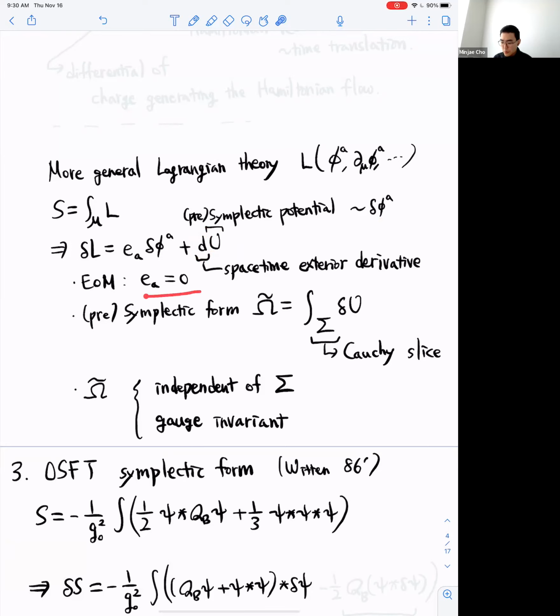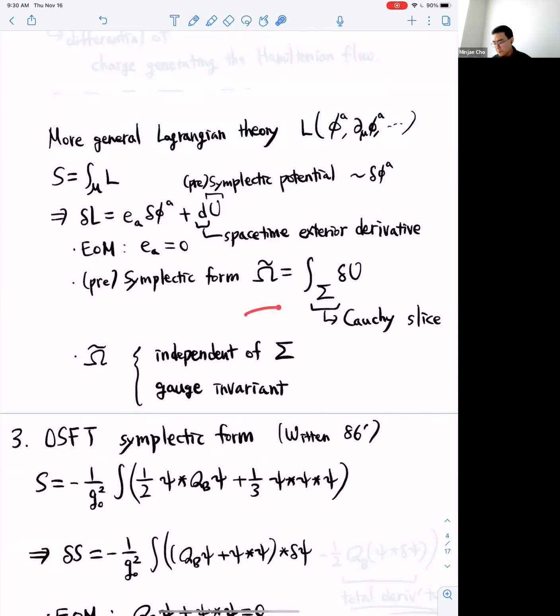So we can solve the equations of motions. What this is doing for us is that it gives us the notion of phase space. But we can go further. So from the symplectic potential, now interpreting this delta as an exterior derivative on the phase space, we can get the symplectic form. And it's typically written in this form. So we have the symplectic potential. We take the exterior derivative, and we integrate this expression over the Cauchy slice. This sigma is a Cauchy slice.